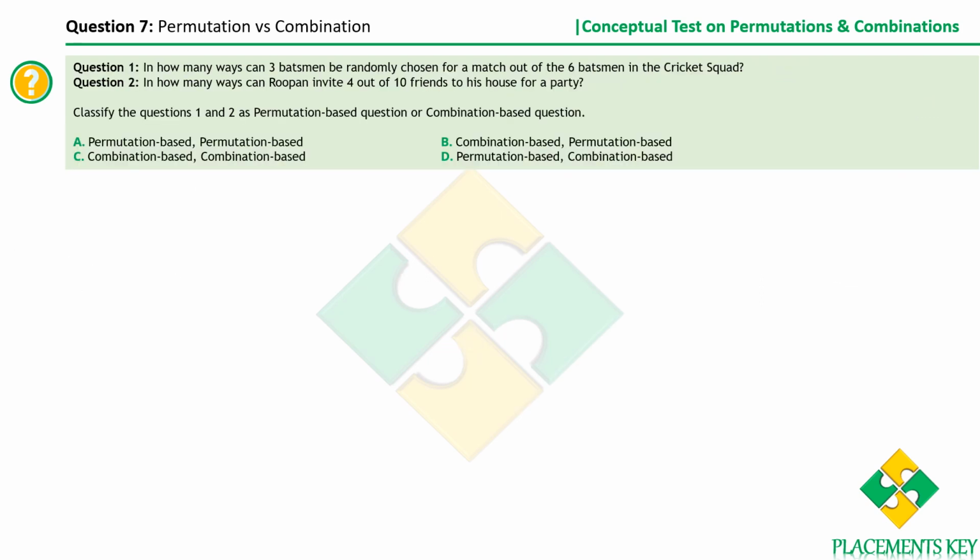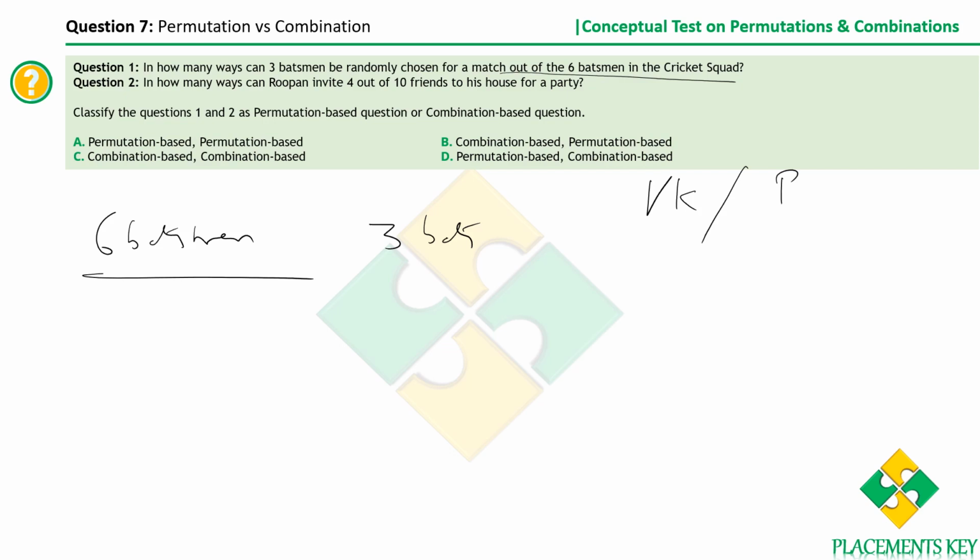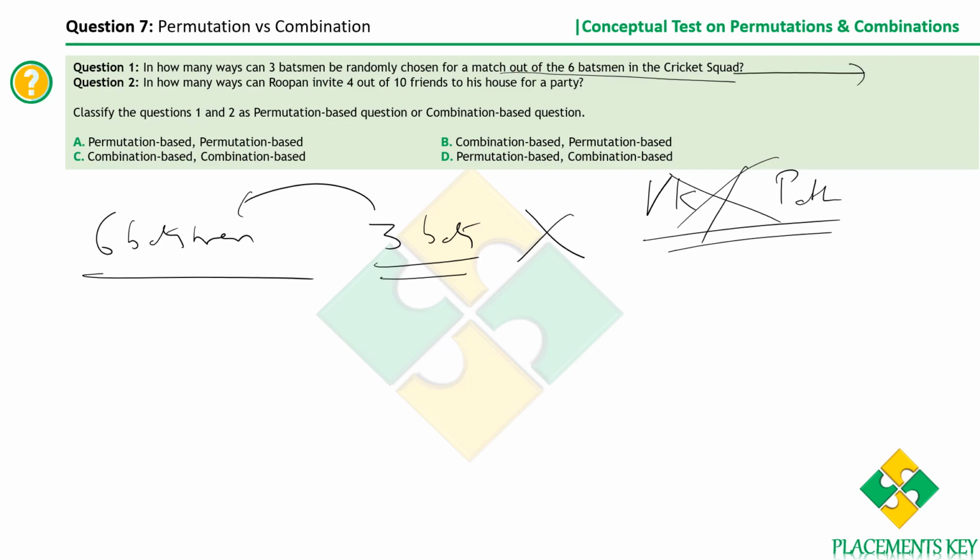Now, in how many ways can 3 batsmen be randomly chosen from a match out of 6 batsmen? Okay, so totally 6 batsmen are there. Now we'll have to choose 3 batsmen. Now tell me, is order important here? No, not really, right? Why? Because finally you need to choose 3 out of 6. Whether you choose Virat Kohli first or say Yusuf Pathan first, it doesn't matter. So whom you choose doesn't matter, right? In which order you choose them doesn't matter. Finally, you just want to choose 3 batsmen out of 6. So since order is not important, it is a combination based question. Okay, the first one is combination based.